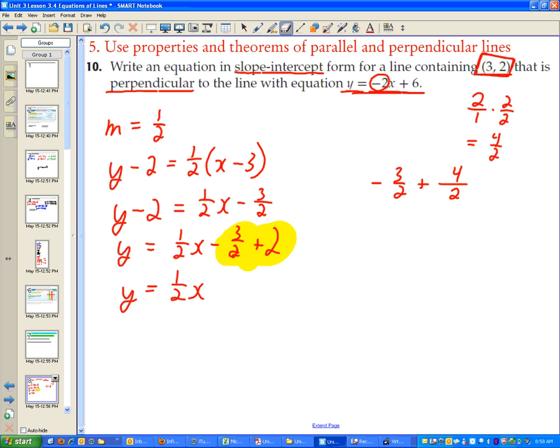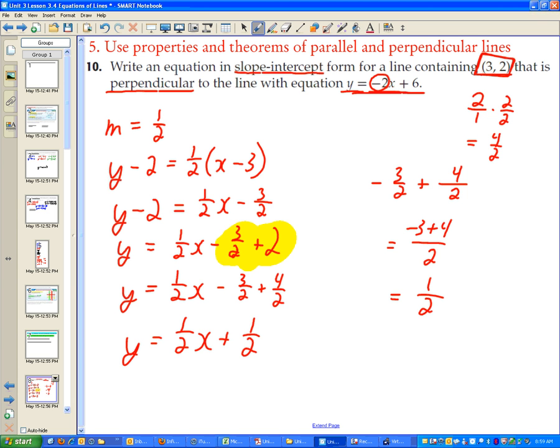So now, to simplify that, -3/2 plus 4 over 2. All right, so to add those together, combine your numerators over your common denominator. So that's -3 plus 4 over 2, right? What's -3 plus 4? 1. So I get 1/2. So y equals 1/2 x plus 1/2. Is that a better explanation of what's going on there with the fractions? Okay.